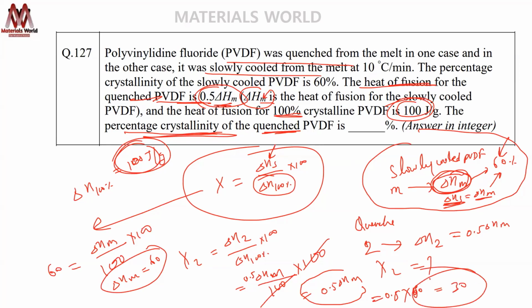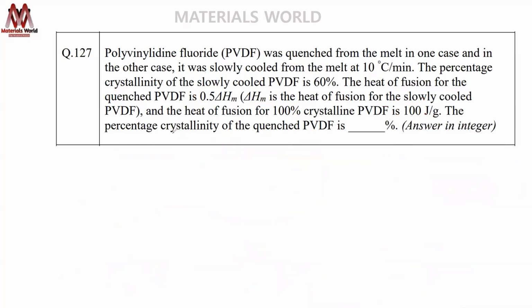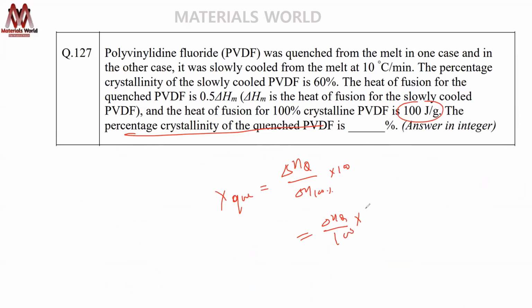It's very easy. Actually, you see, just see what is being asked. Percent crystalline for quenched. So percent crystalline for quenched is the enthalpy for quenched by the enthalpy of 100% into 100. Simple. So the enthalpy of quenched by 100% is 100 into 100.